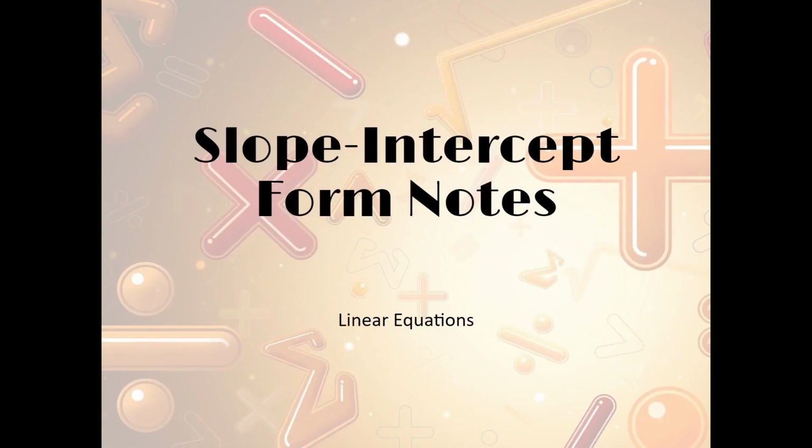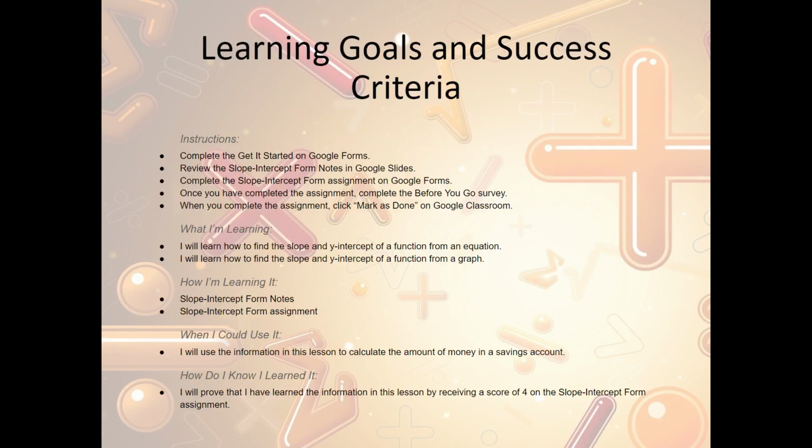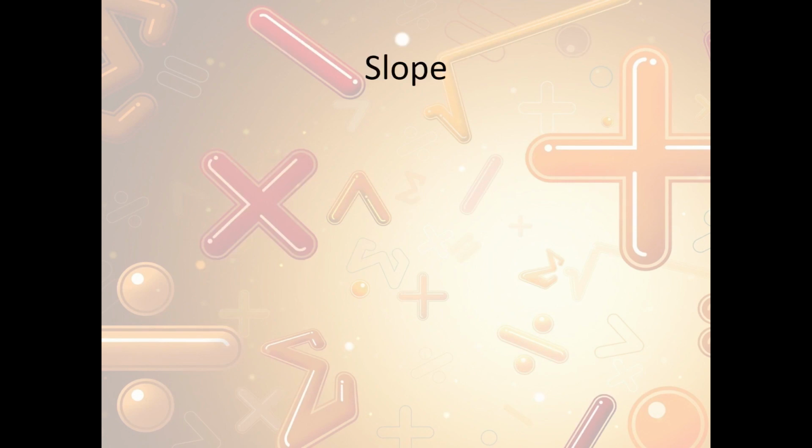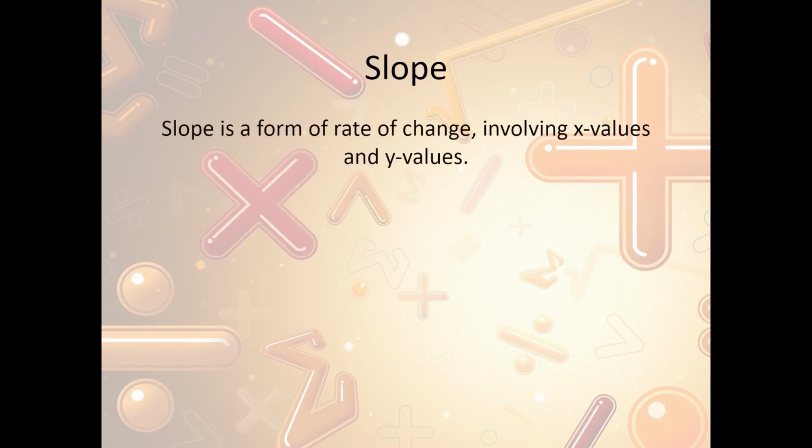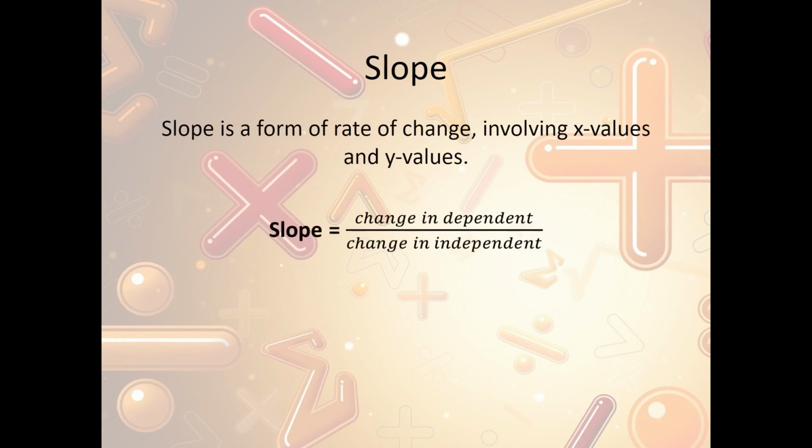Let's take a look now at the slope-intercept form notes. The notes begin with the learning goals and success criteria. Now let's talk about slope. What is slope? Slope is a rate of change involving x values and y values. Slope is known as the change in the dependent variable over the change in the independent variable. Now what does that really mean? That really means that slope is the change in the y values over the change in the x values. So it's always y over x.